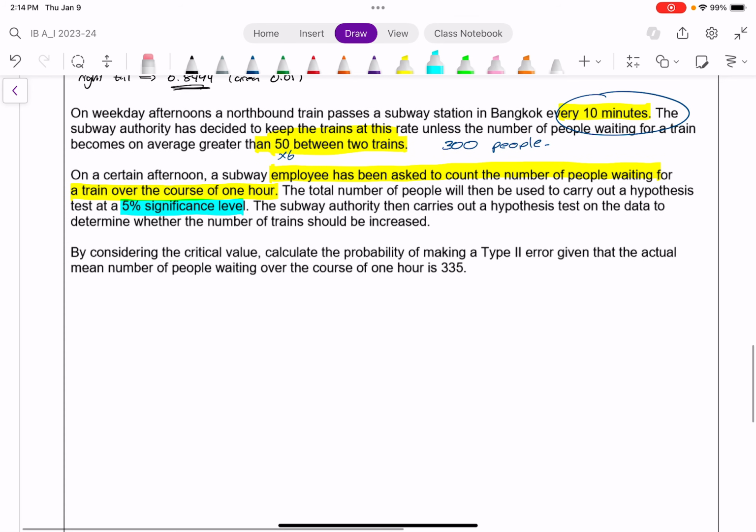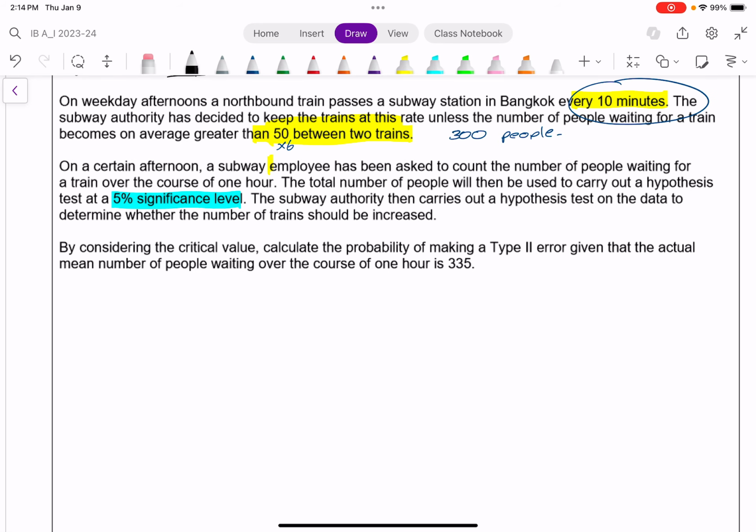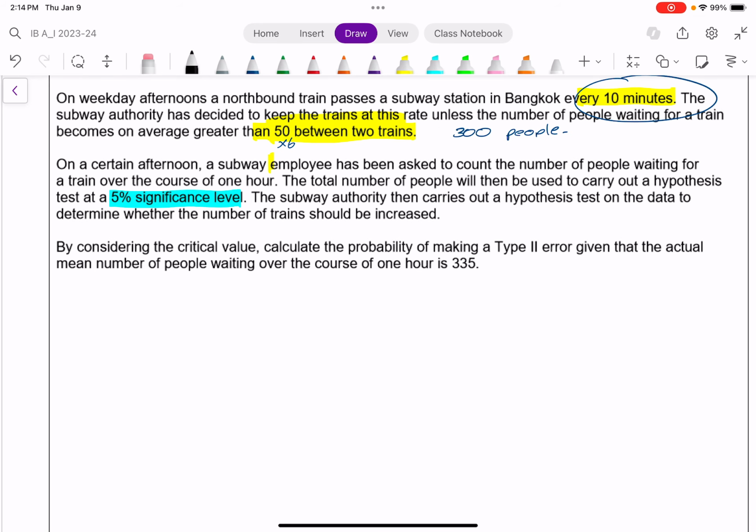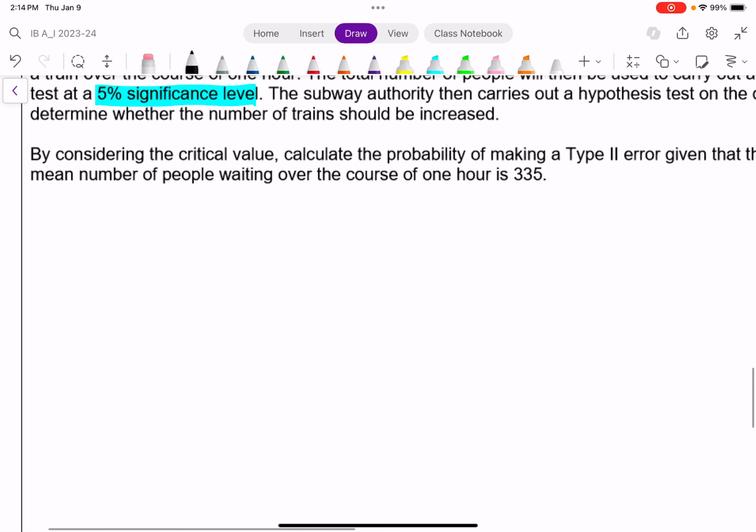All right, so by considering the critical value, we want to calculate the probability of making a type 2 error, given that the actual mean is 335 in 1 hour. So lots to unpack here. I've already done a little bit. Let's first start with that 300 people. And so 300 people an hour, that is the assumed mean. So that is our null hypothesis.